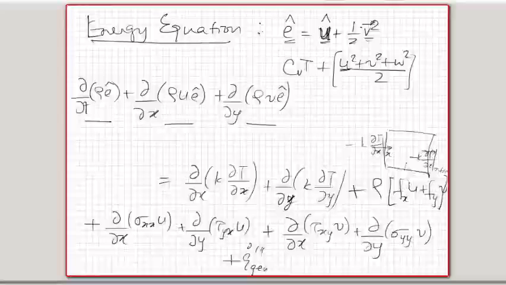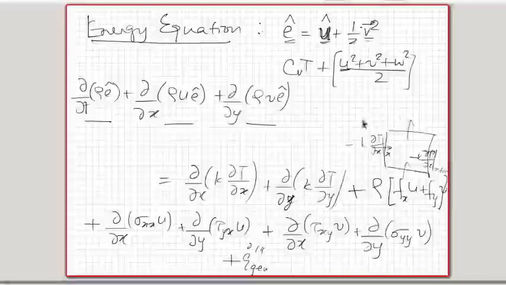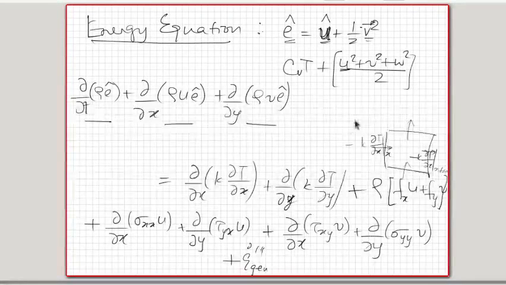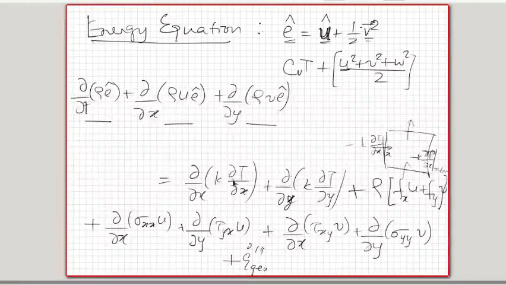And similarly here, there will be a k del T by del y at y, and here it will be k del T by del y at y plus delta y, which would be k del T by del y at y plus del by del y of k del T by del y, multiplied by the area. So when I look at that, then I get these two terms. That is because of the conduction heat transfer.